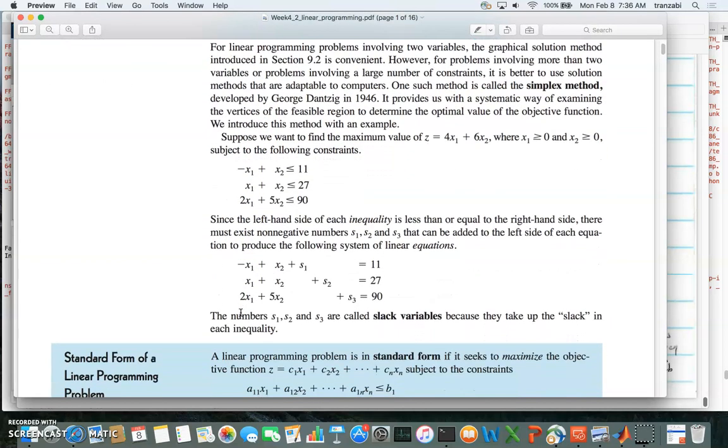Imagine we have an objective function like that: Z is equal to 4x1 plus x2. All right, and we want to maximize Z subject to 3 constraints.